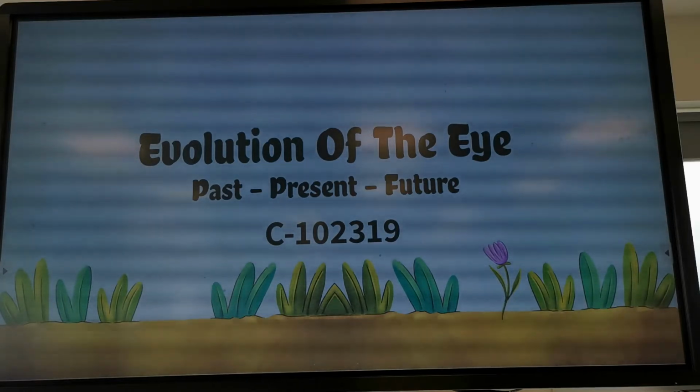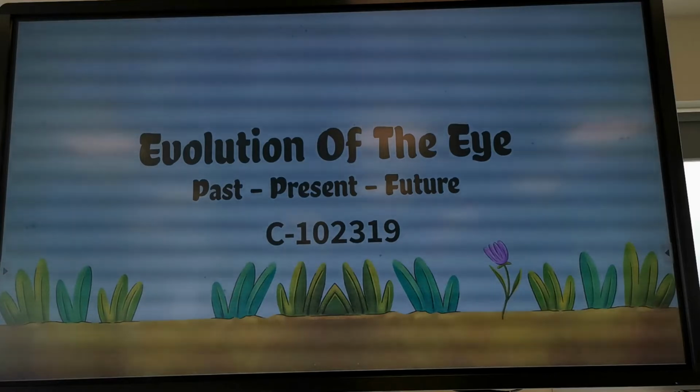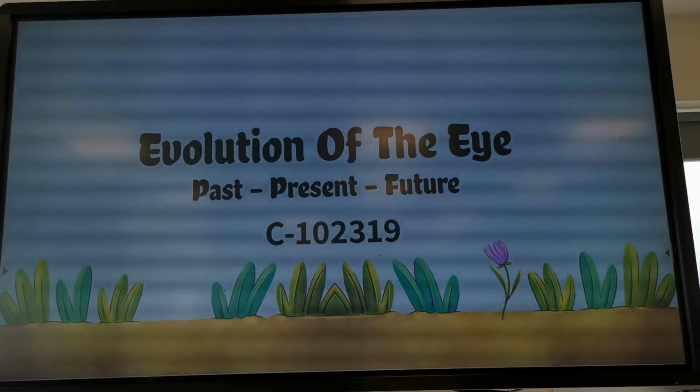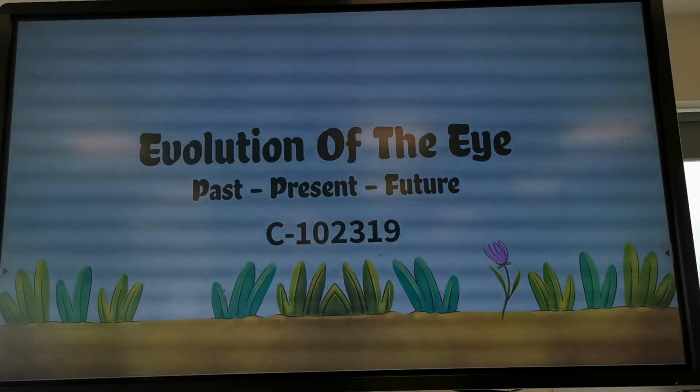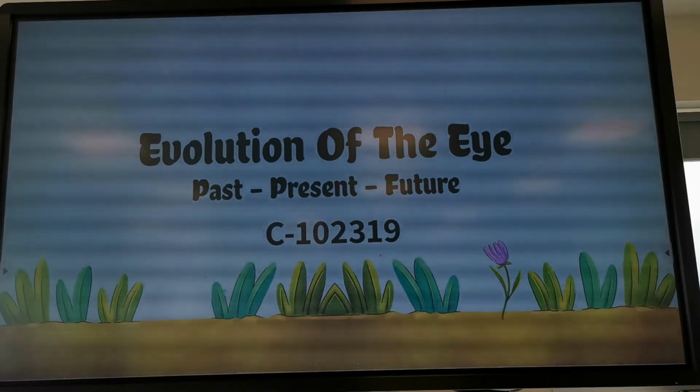The reason I wanted to do this was just to get an understanding of how an eye can actually evolve, how we ended up with the eyes that we've got today, and we'll have a look at some examples throughout the animal kingdom that demonstrate the different stages of the evolutionary process and different types of eyes.